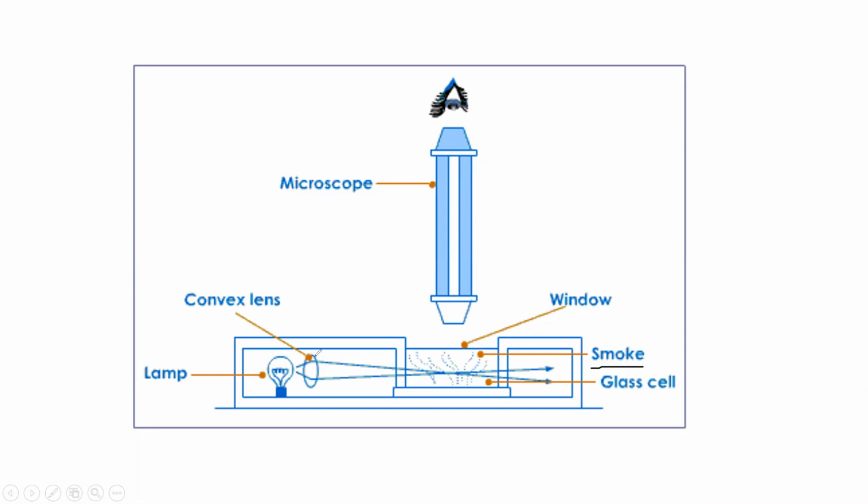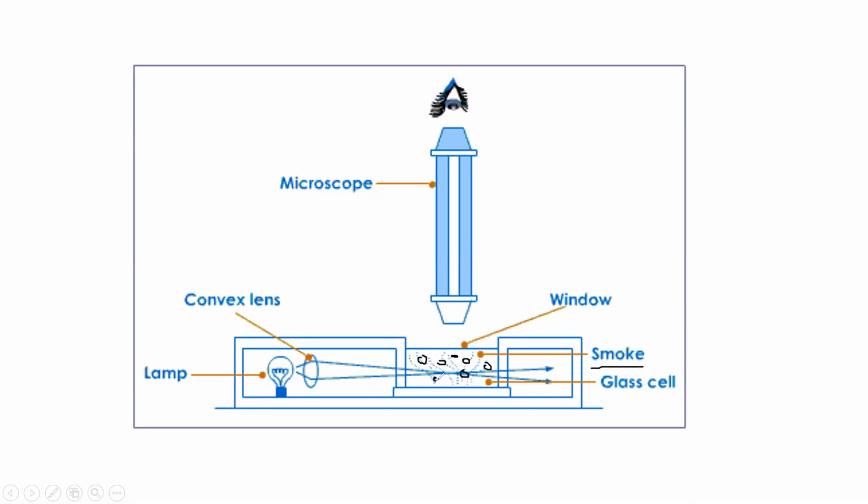What is the purpose of this lamp? The purpose of the lamp and this lens is to make this smoke particle visible, because if it is dark it will not be visible to us. So when the light is passing through, then these smoke particles will be visible to us.